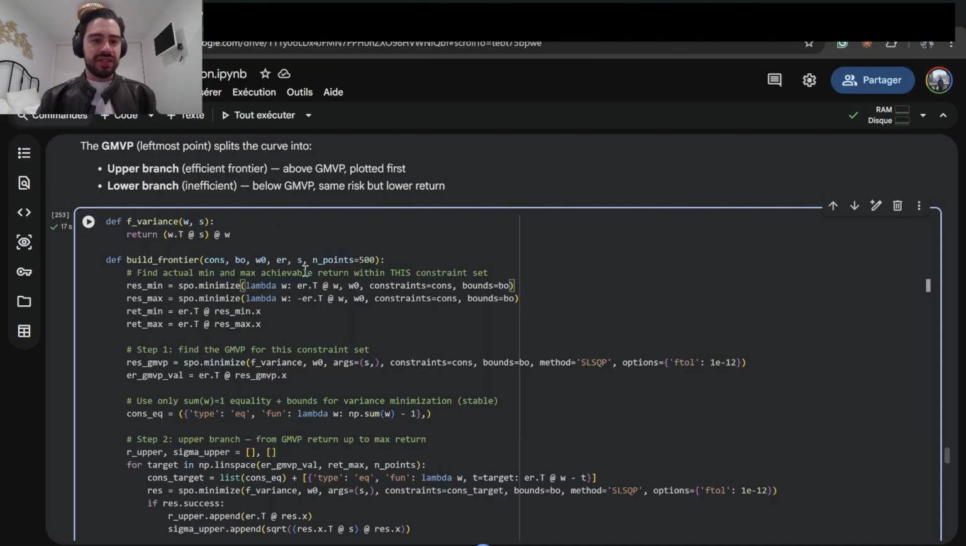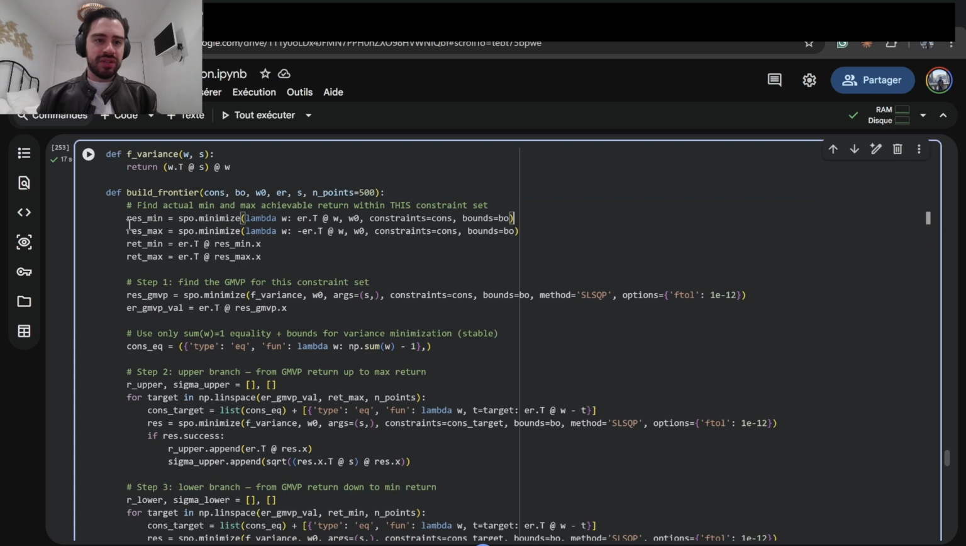And basically this is what the function is doing. It's getting a result, the SPO minimize function of the return. So I'm going to get the lowest return I can get, and I'm going to get the weights for the lowest returns. And here it's the same thing, but I'm getting the maximum return because it's like minimizing a negative.